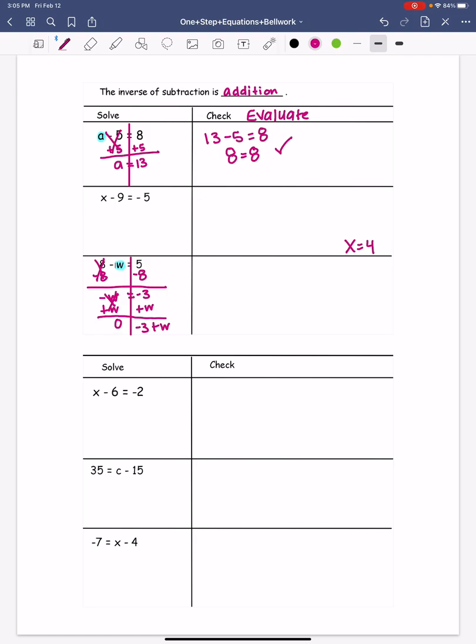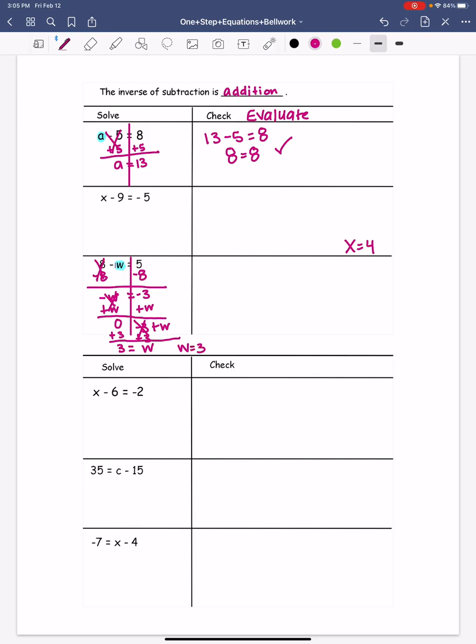So we're going to move the 3 to the other side by adding it to both sides. Remember, as long as I do it to both sides, you guys, I'm keeping my equation balanced, so it's not changing anything. We're going to cancel out those because they would be 0. So we're left with W here, and 0 plus 3 equals 3. So 3 equals W, which is the same as W equals 3.